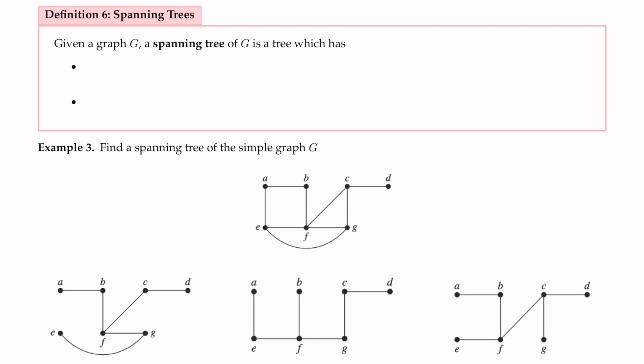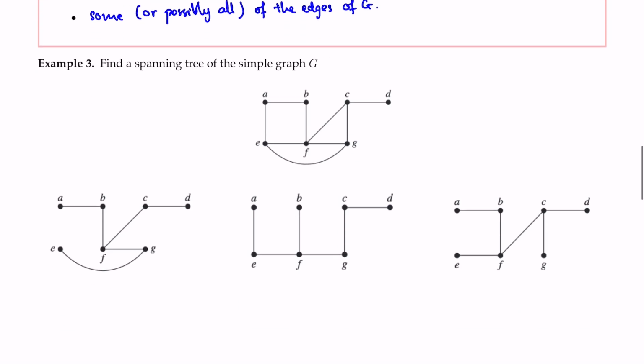So a spanning tree of G is a tree that has all the same vertices of G and some or possibly all of the edges of G.